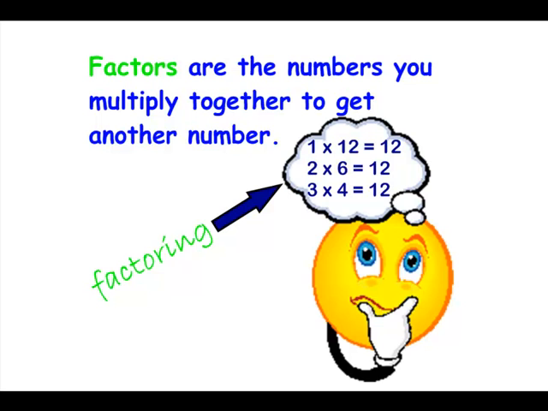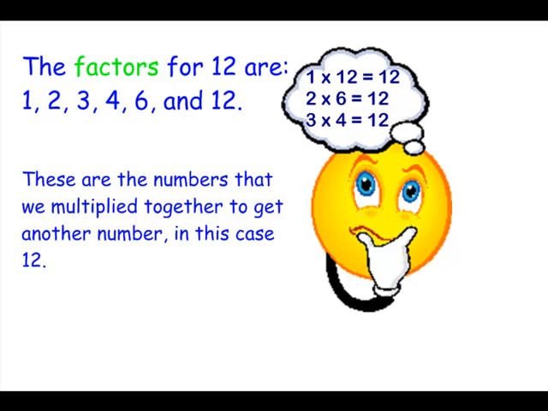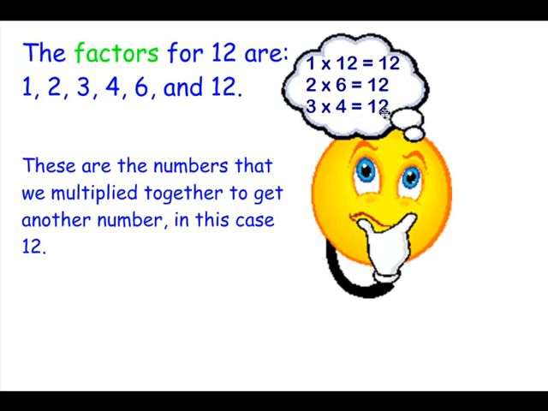Factors are the numbers you multiply together to get another number. The factors for 12 are in the bubble to the right. 1 times 12 equals 12, 2 times 6 equals 12, and 3 times 4 equals 12. The numbers 1, 2, 3, 4, 6, and 12 are all factors. These are the numbers that we multiplied together to get another number, in this case 12.